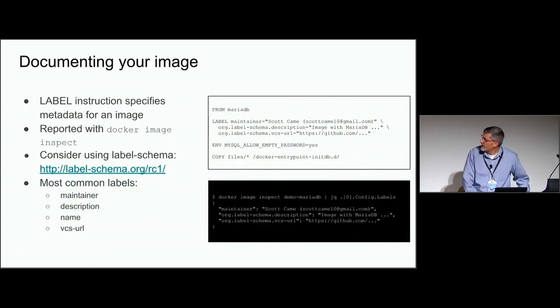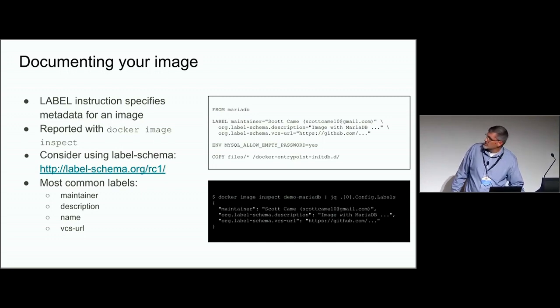A real quick thing about documentation. The LABEL instruction is new as of a couple of Docker versions ago. And this is really nice because all this stuff shows up in Docker info, so you can query for images and subset it for various metadata elements. The most common ones you should use are maintainer and description. VCS URL, which is the pointer to where the source code for the Docker image lives, is a good one to use as well.